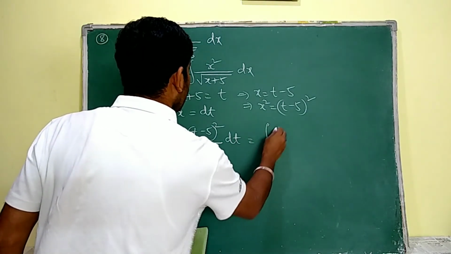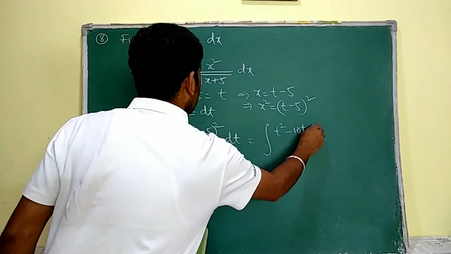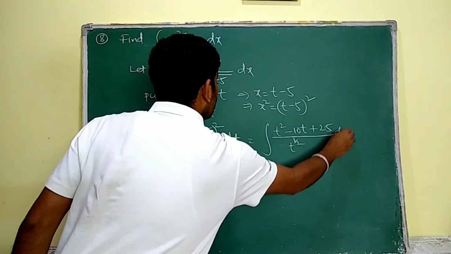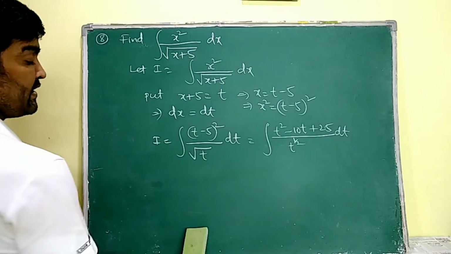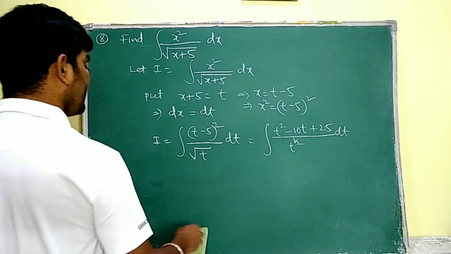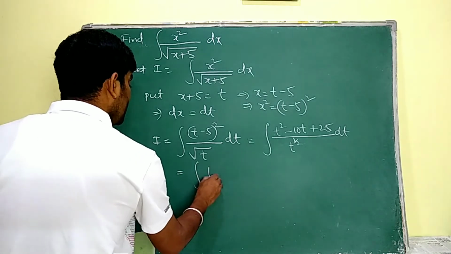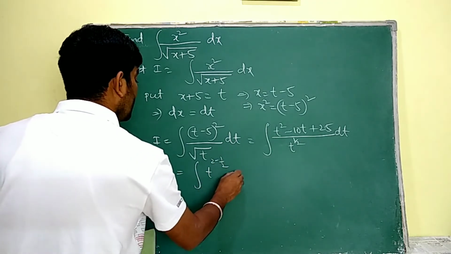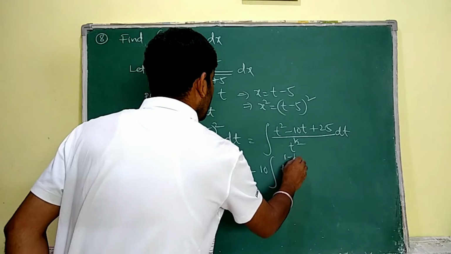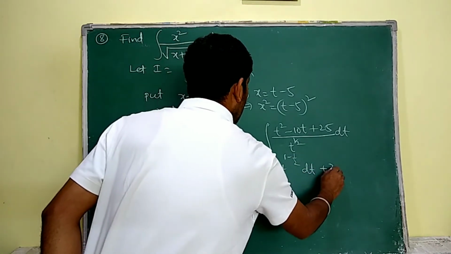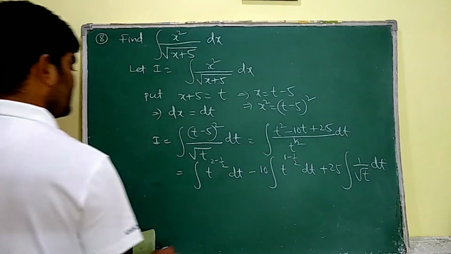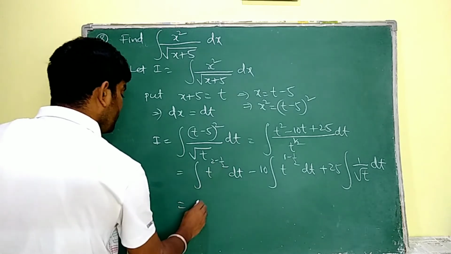This t minus 5 whole square means t square minus 10t plus 25 whole by t power of 1 by 2 dt. By splitting the numerator we are having 3 terms and the denominator is a single term. Here we are going to split this entire value into 3 different terms. Now this can be expressed as integral t power of 2 minus 1 by 2 dt minus 10 into integral t power of 1 minus 1 by 2 dt plus 25 into integral 1 by root t dt only. Understand? So see, here it is 3 by 2.